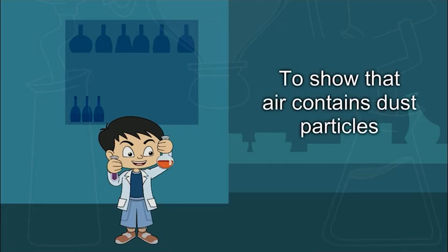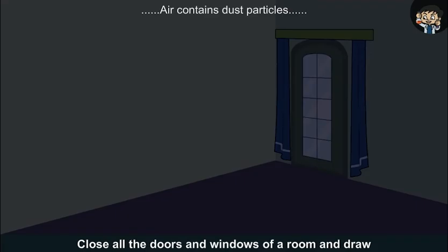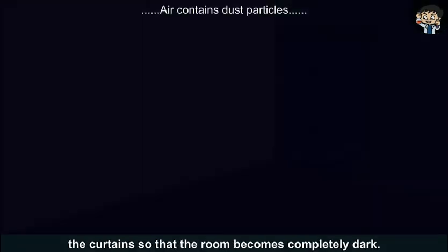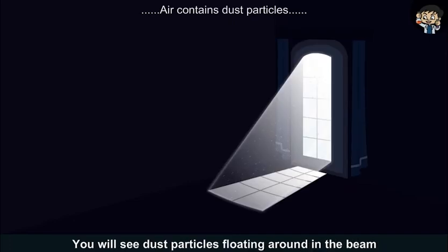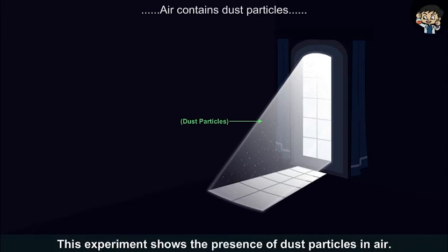To show that air contains dust particles, close all the doors and windows of a room and draw the curtains so that the room becomes completely dark. Now open a part of the door or window facing the sun. You will see dust particles floating around in the beam of sunlight that enters the room through the open door or window. This experiment shows the presence of dust particles in air.